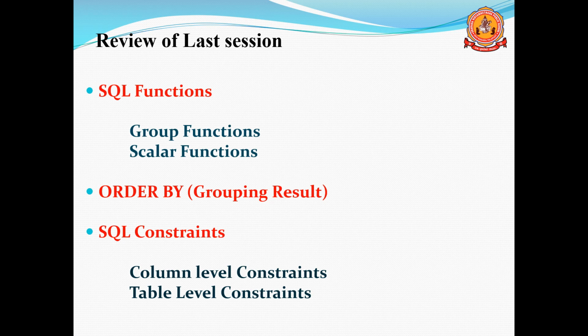We also discussed scalar functions. Scalar functions work on particular data. A scalar function won't take the entire data; it will take only the particular data and perform the operations. That is known as a scalar function. Examples are numeric functions, string functions, date functions, and finally conversion functions. These are the different types of scalar functions.